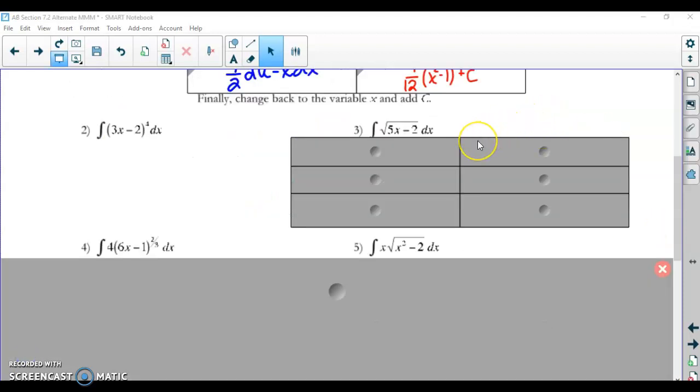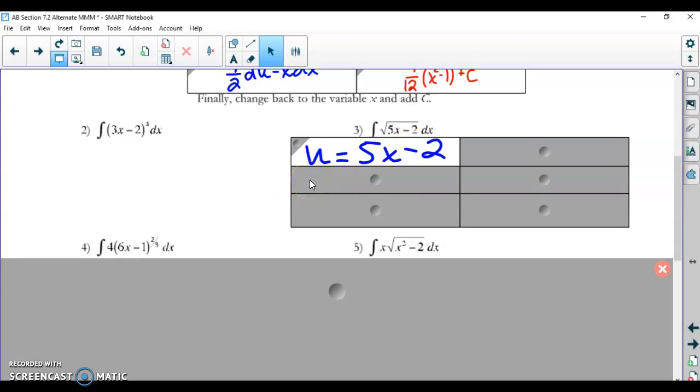Hopefully you made it all the way through number 3, but if not, here's how my steps would go. There's not a lot to look at here in example 3, but we do have a piece that's inside. This 5x minus 2 is inside of a square root. So that's going to be my choice for u. u equals 5x minus 2.